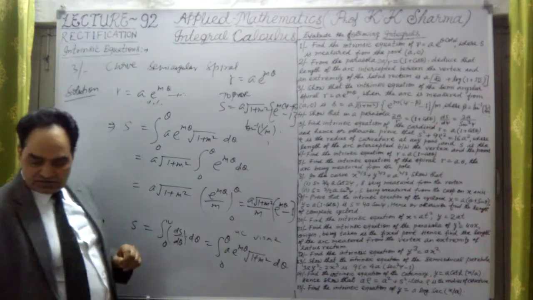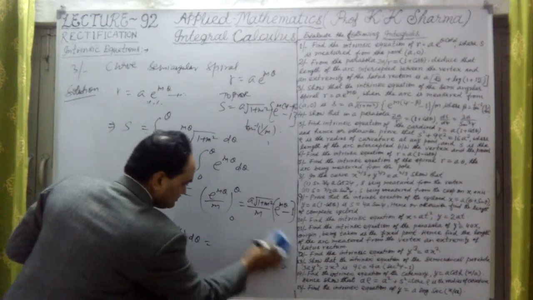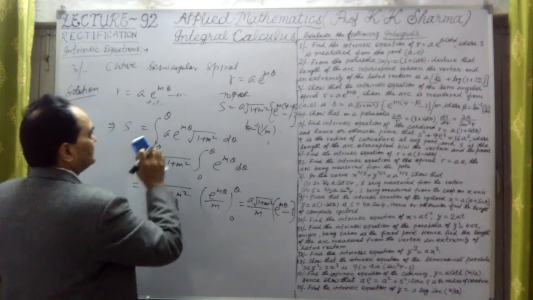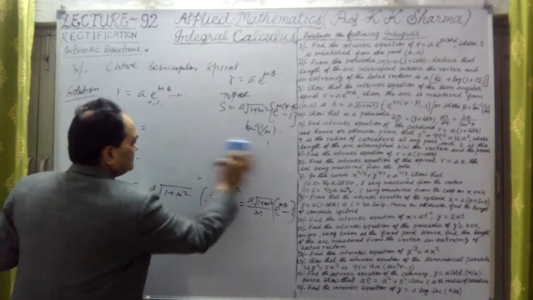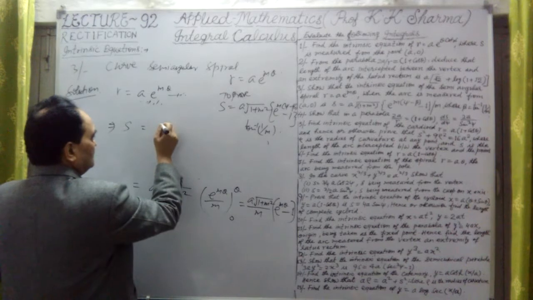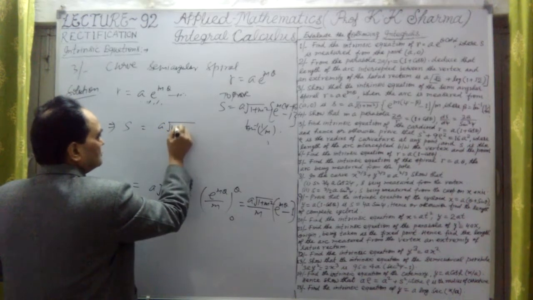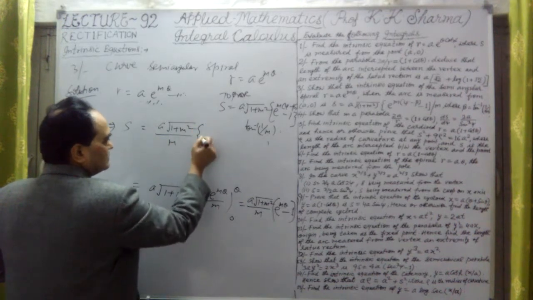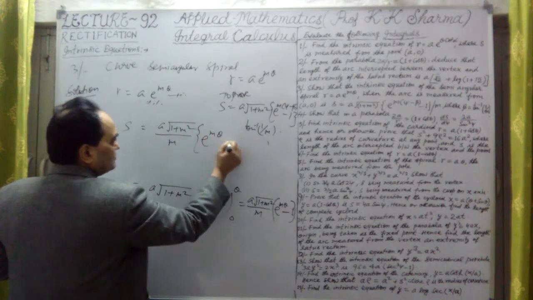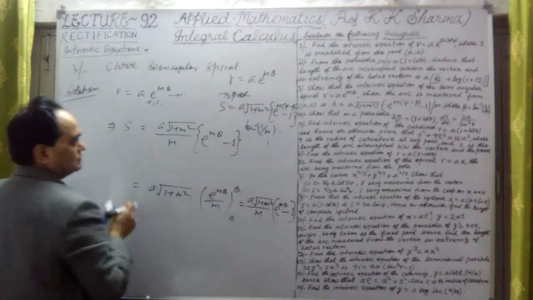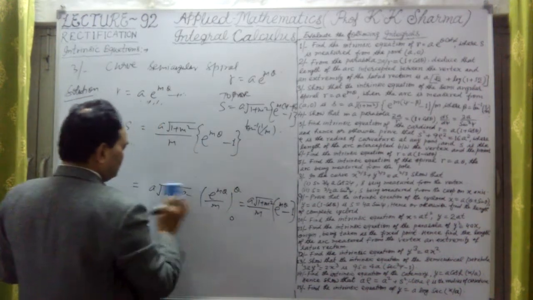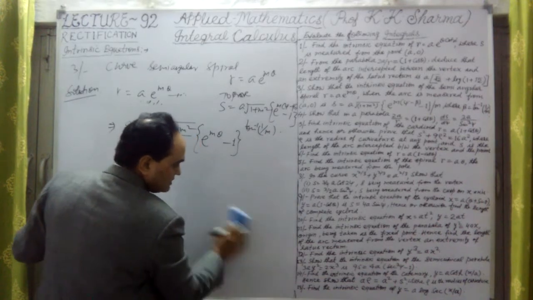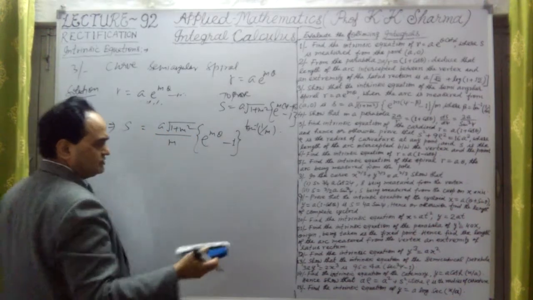Now this result is obtained, but here theta is again to be replaced. Let me find the relationship between psi and theta, then theta can be substituted. So here we have obtained finally, let me write this result here: a under root 1 plus m square upon m, within bracket e raised power m theta minus 1. In this, now we have to find the value of psi in terms of theta.